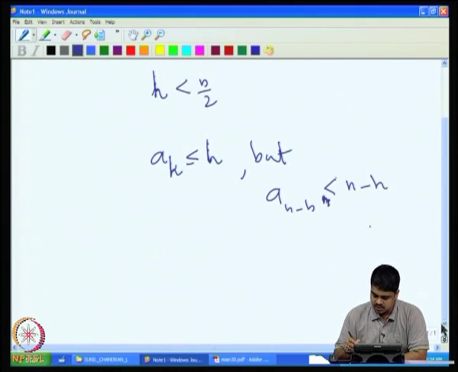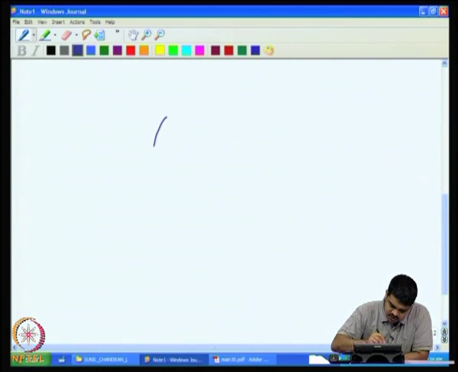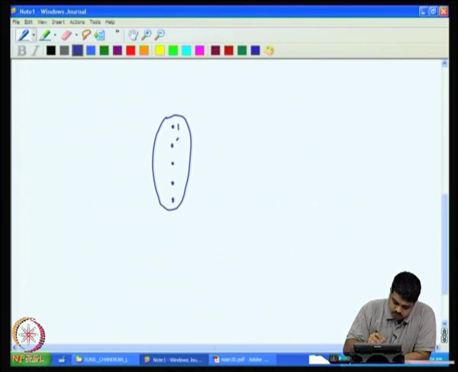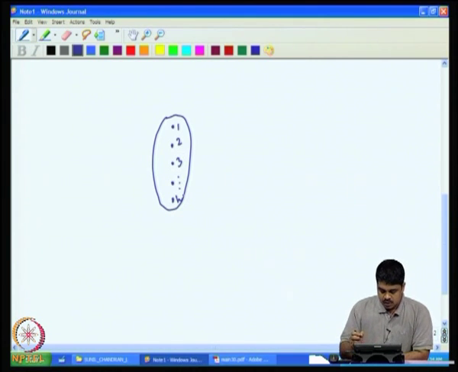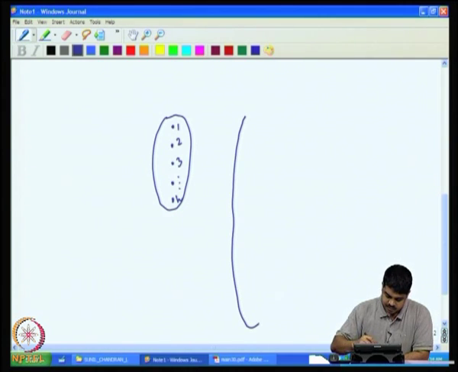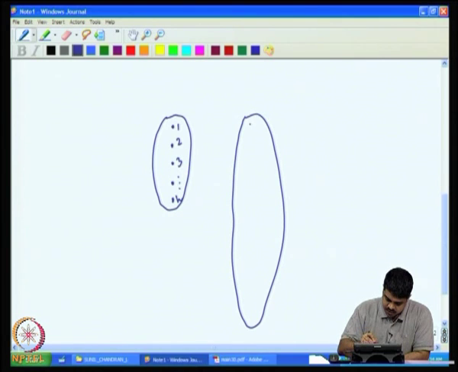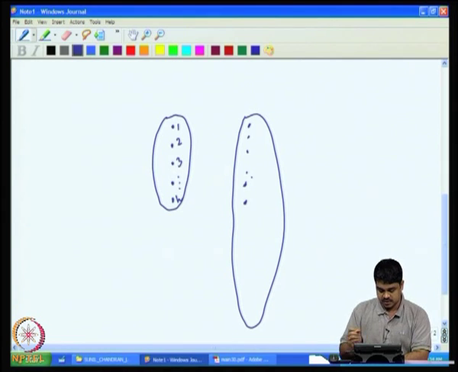So, this is the construction. Let us construct a graph like this. Take h vertices. Now, you take h vertices here. This is 1, 2, 3, h, right. Now, here we will take the remaining n minus h vertices, but here this will correspond to 2h. The h vertices are special and the remaining vertices are different.